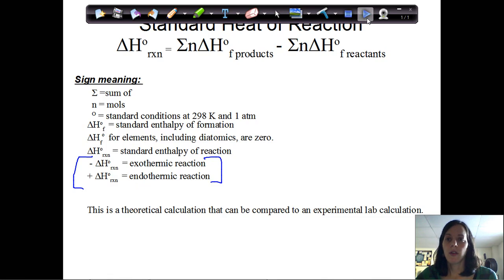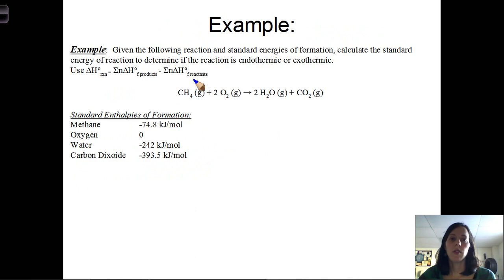So let's do one. Given the following reaction and the standard energies of formation or enthalpies of formation right here, calculate the standard energy or enthalpy or heat of reaction to determine if the reaction is endothermic or exothermic. So this is really a two-part problem. You have to do the calculation involved, but then you also have to answer this question. So we're going to use this equation, and here's our chemical reaction.